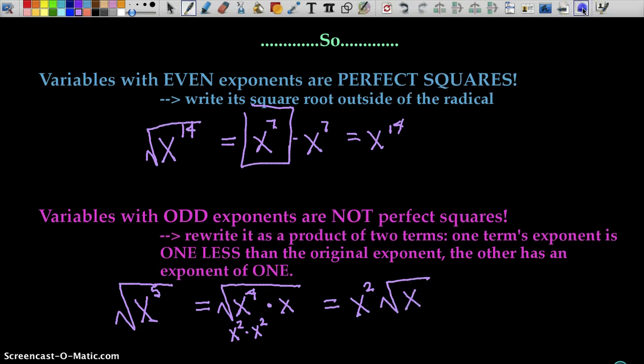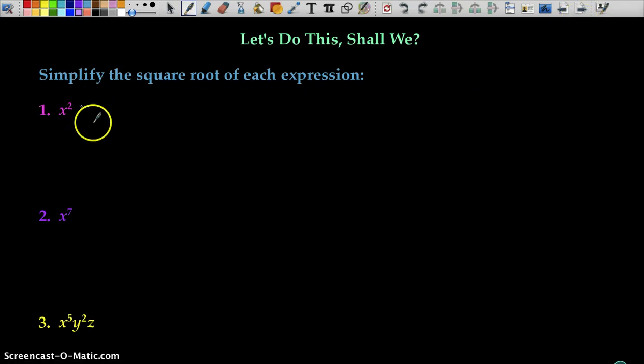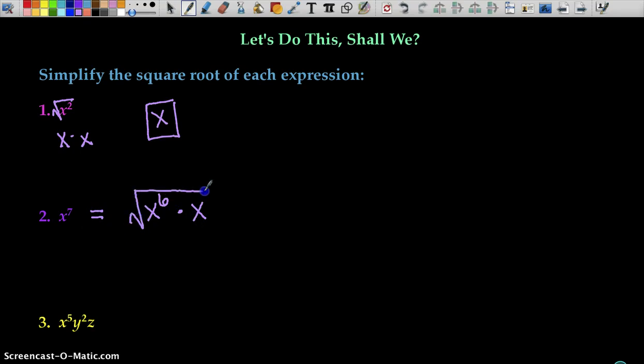Okay, so we'll do a couple of these together to make sure you got this. Simplifying the square root. If I wanted the square root of x squared, we know that x squared means x times x, so your answer is x. Now, x to the 7th, split it up, 1 less, so x to the 6th times x, so this is still under the square root. X to the 6th means x to the 3rd times x to the 3rd. So we bring x to the 3rd out and leave our x underneath.